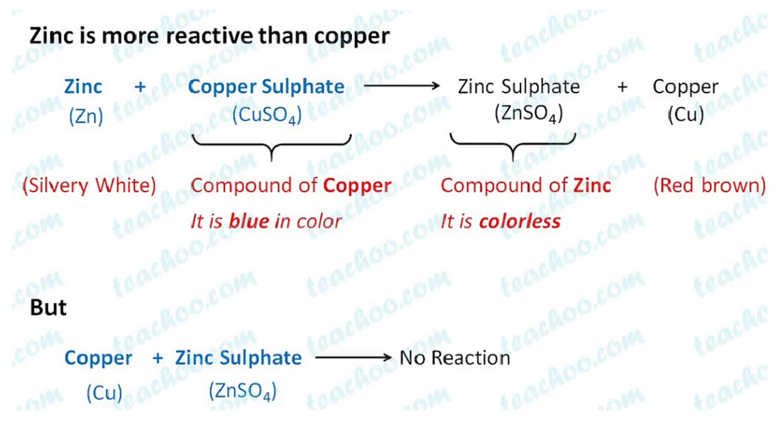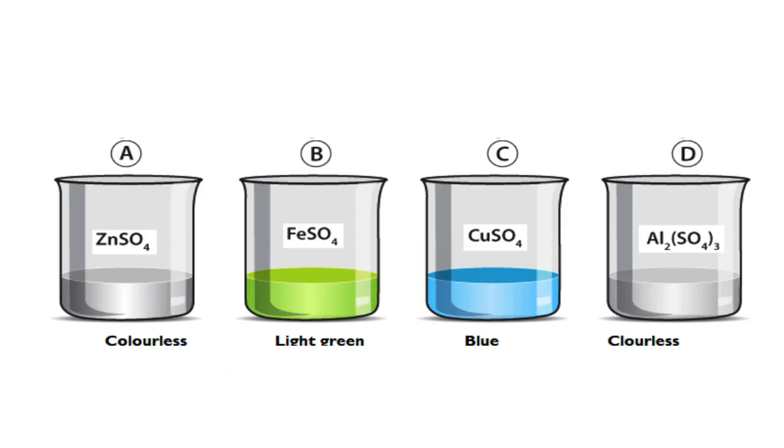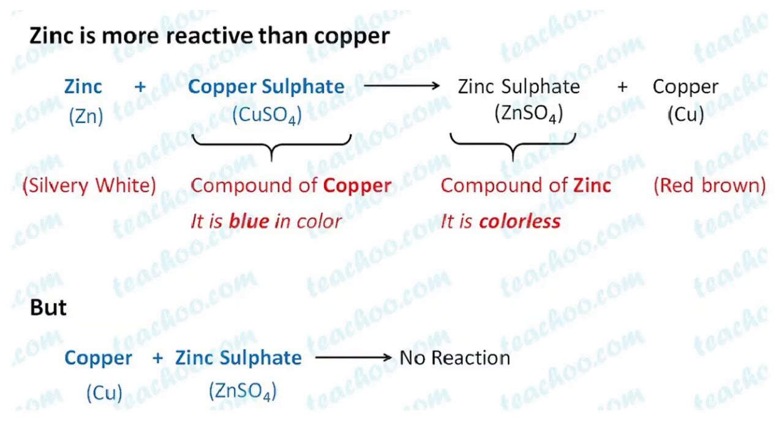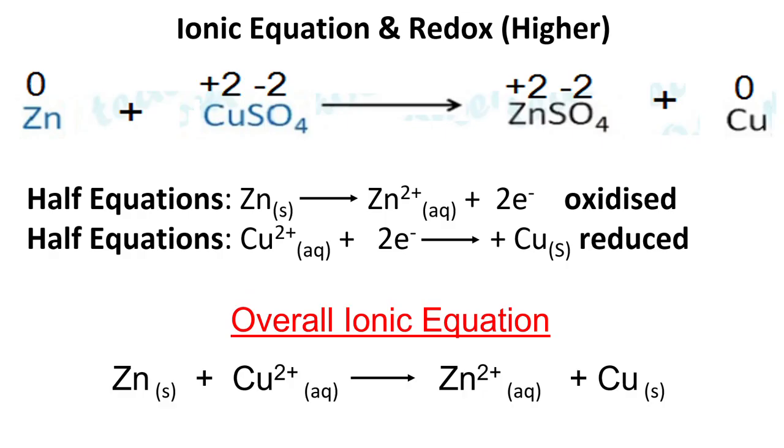So if you add zinc to copper sulfate, zinc sulfate is colorless, you will see it go from blue to colorless, but not the other way around. Here's the ionic equation for that one. Just make sure you can follow that. It's the exact same thing again.